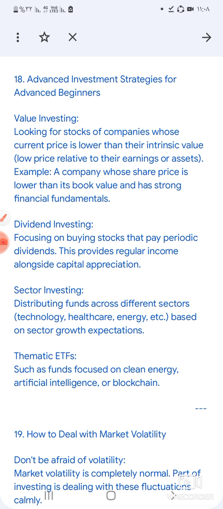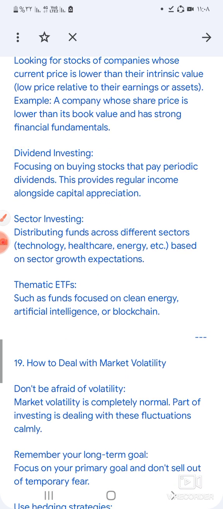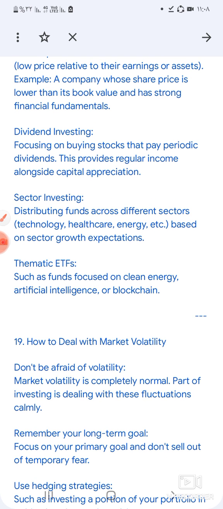19. How to deal with market volatility. Don't be afraid of volatility. Market volatility is completely normal. Part of investing is dealing with these fluctuations calmly. Remember your long-term goal. Focus on your primary goal and don't sell out of temporary fear. Use hedging strategies, such as investing a portion of your portfolio in gold or bonds to reduce risk.